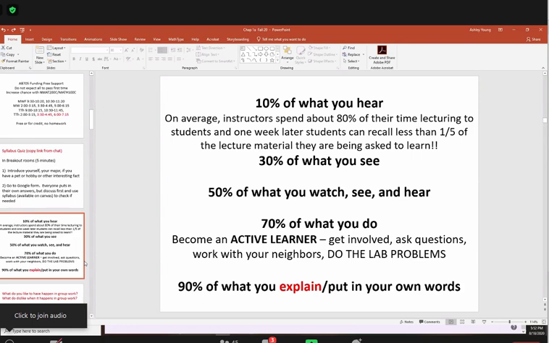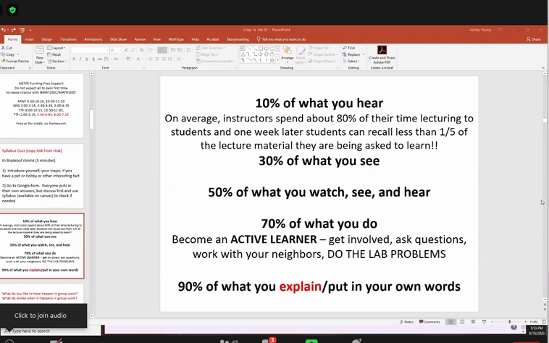So in general, let's read from the top here. Laura, Ellen, go ahead and read from the very beginning, from the 10%. On average, instructors spend about 80% of their time lecturing to students, and 1 week later, students can recall less than 1/5 of the lecture material they're being asked to learn.